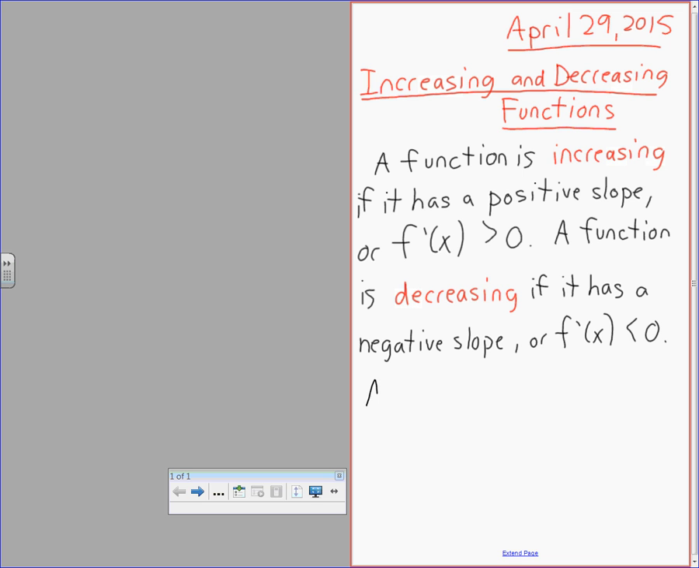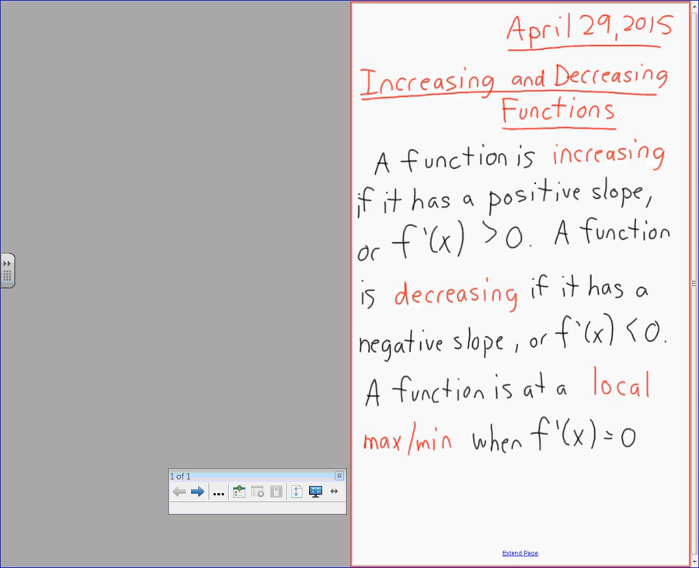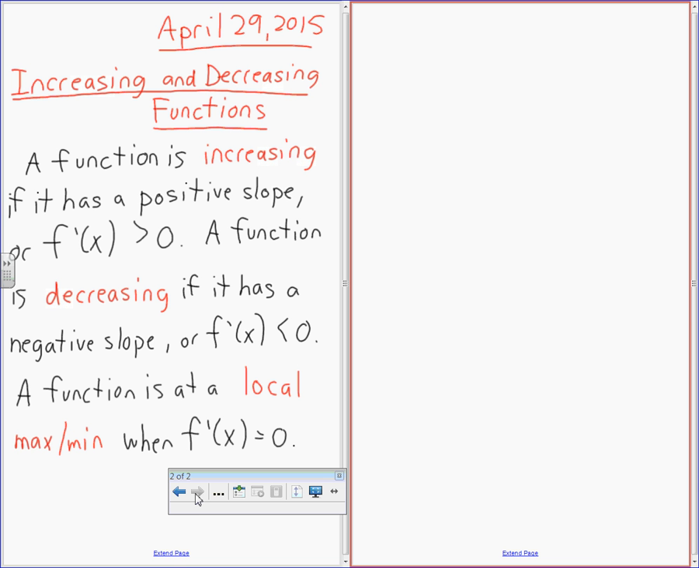A function is at a local max or min when f prime of x equals 0. And once again, if I'm going too quickly, somebody raise their hand and pause, and the teacher will pause it. So we'll just finish the note here, and do examples for the rest of the class.